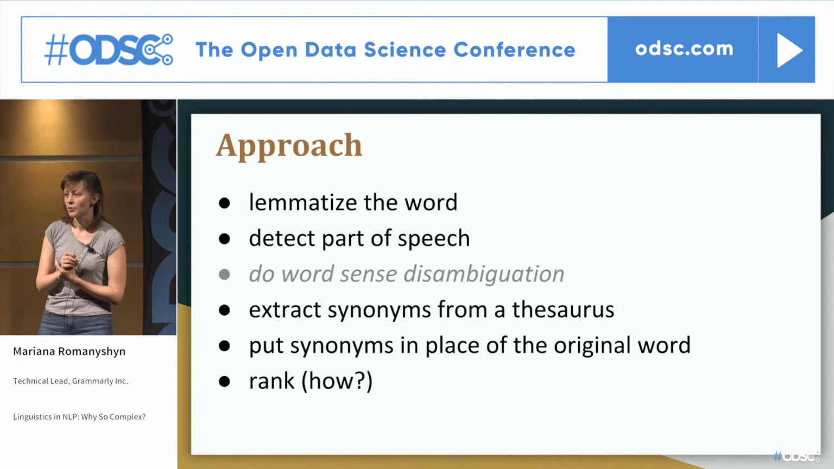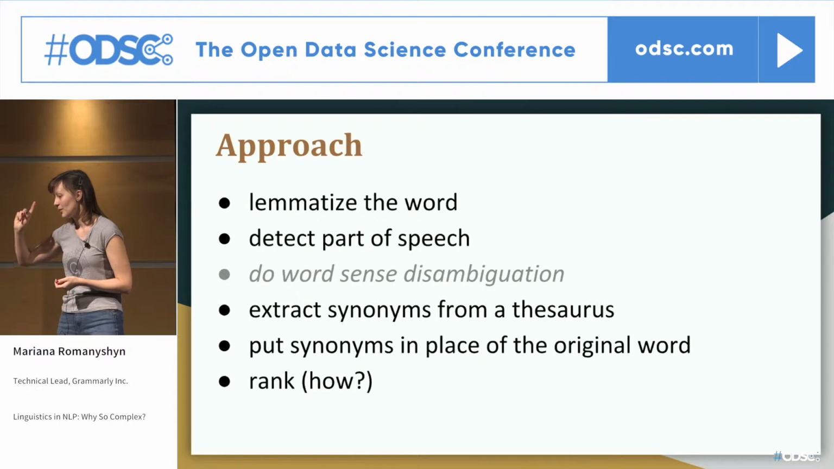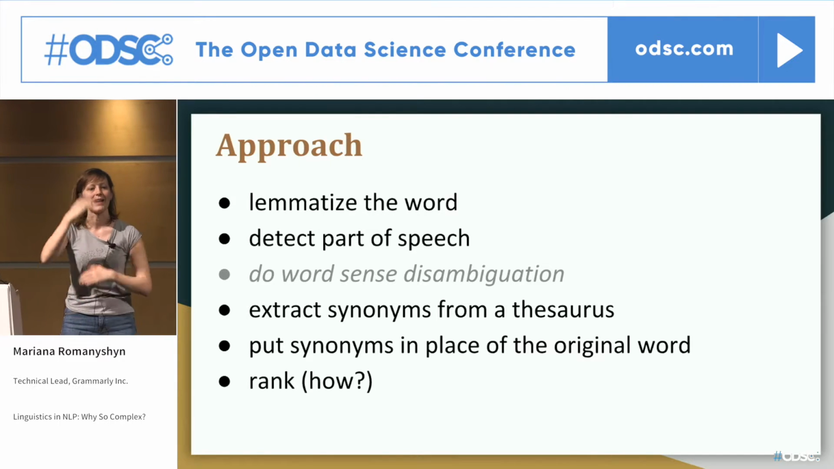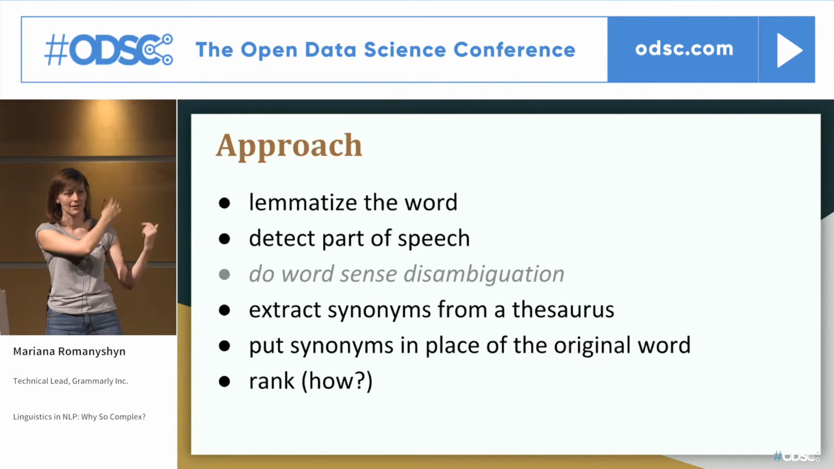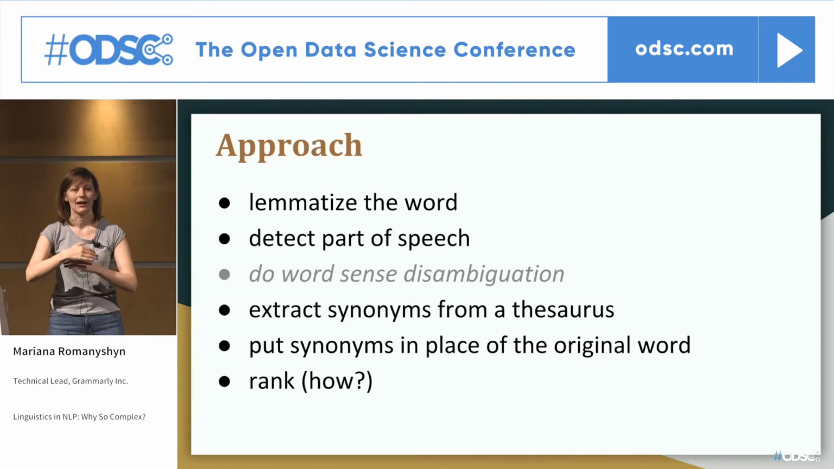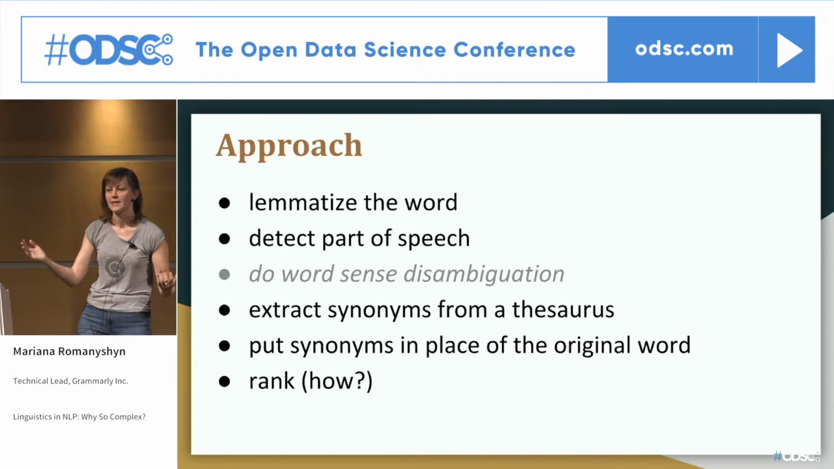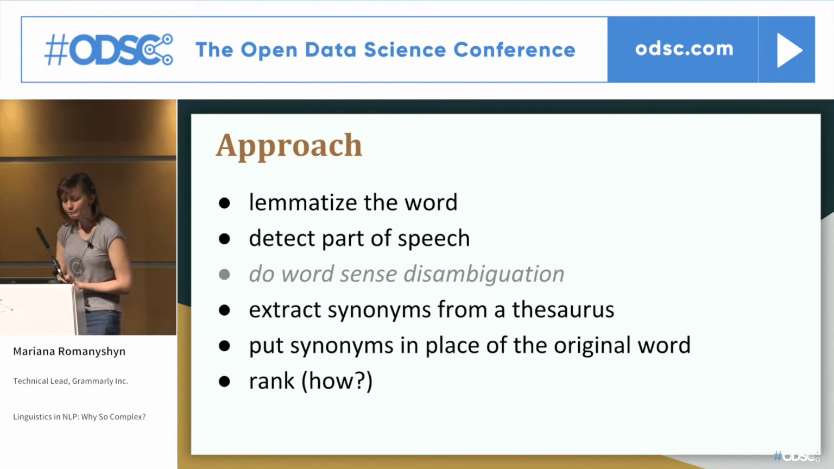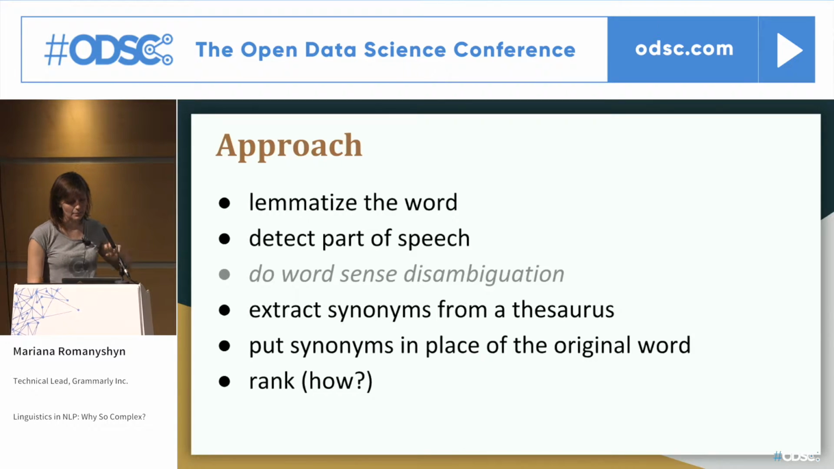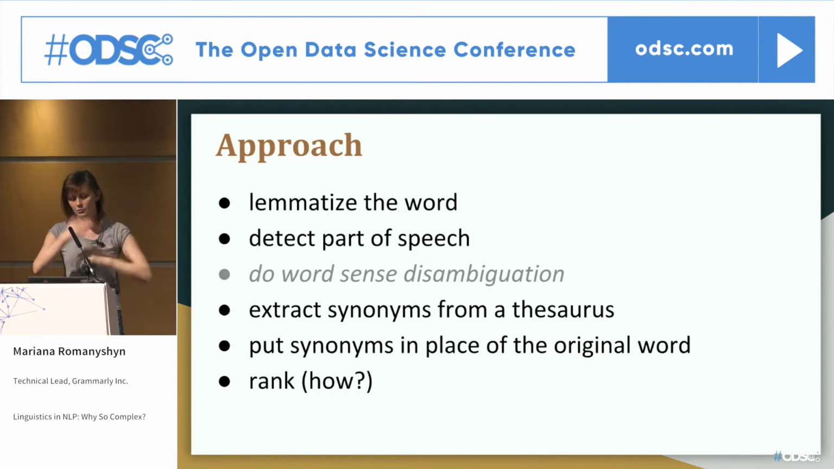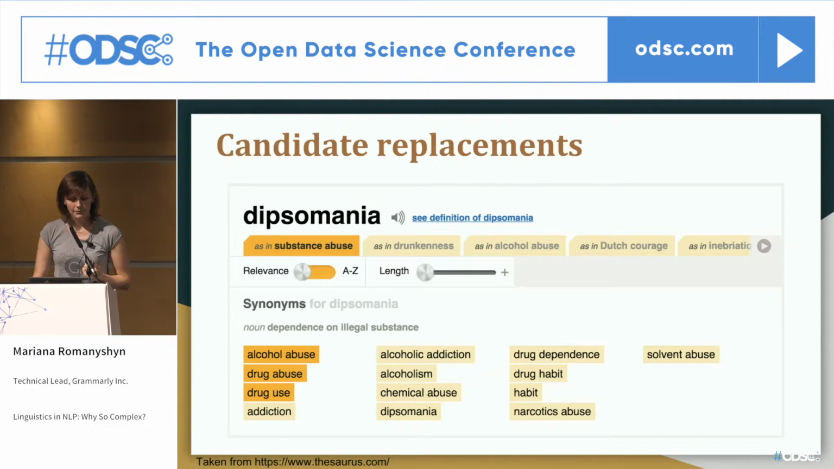So for simplicity, we won't be discussing this particular step because this is another hour and a half lecture on that topic. For simplicity, we will just decide that our re-ranking algorithm that we will build later today will just put all of the synonyms from all of the senses together, and our re-ranking algorithm will pick the one that is most fitting in this sense. Then we will extract these synonyms from a thesaurus. We will put synonyms in the place of the original word, and we will talk about how to re-rank them.